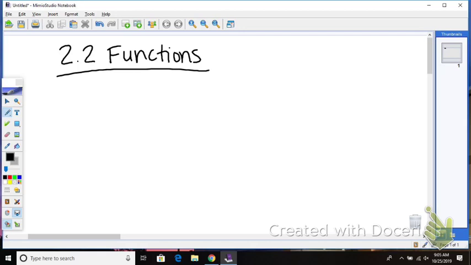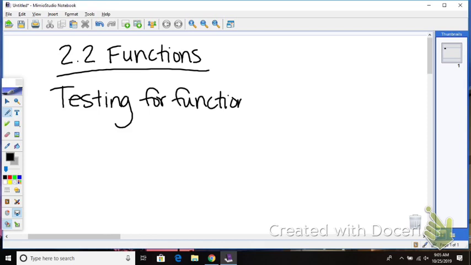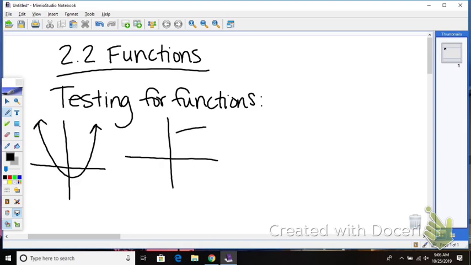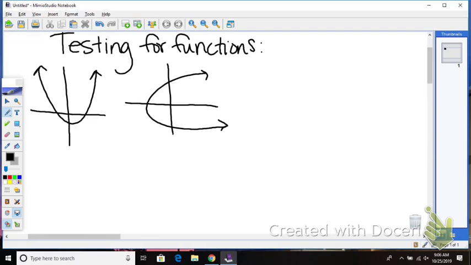So the first thing, let's talk about testing for functions. There's 2 ways you can test for a function. If you have a graph, let's say a graph like this, and I have a graph like this. One of these is a function, one of these is not a function. Which is which? The one on the left is a function.